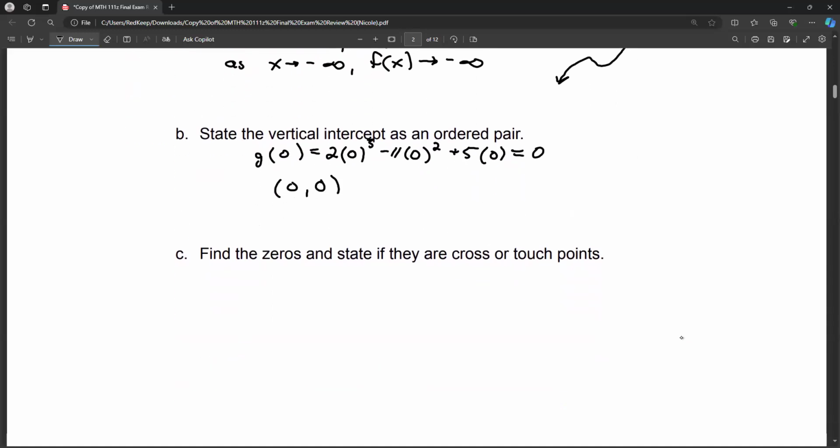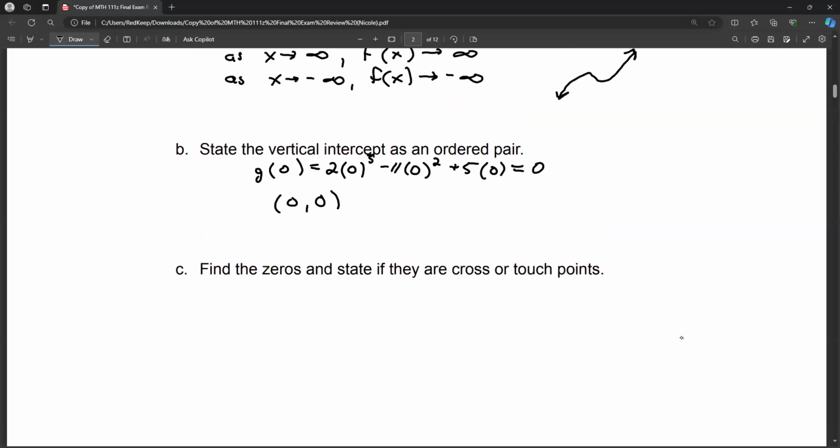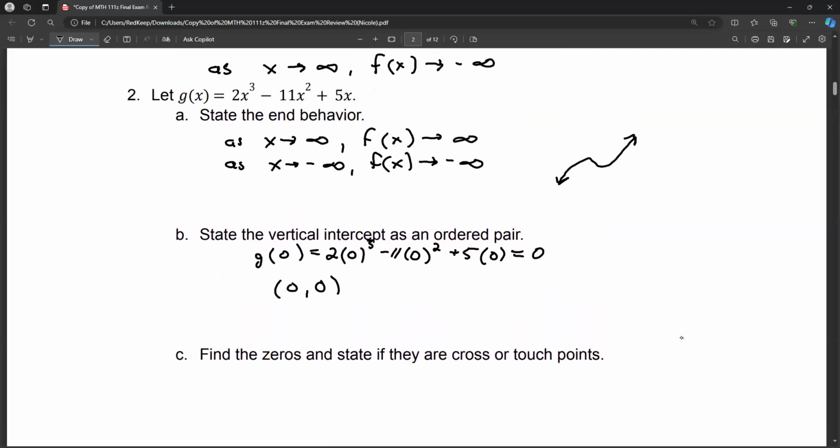Next, in part C, they're asking us to find the zeros and state if they are cross or touch points. So let's look up here at what g of x was again. g of x is equal to 2x cubed minus 11x squared plus 5x. And to find the zeros, we're going to set g of x equal to 0 and solve for those x values, just like so.